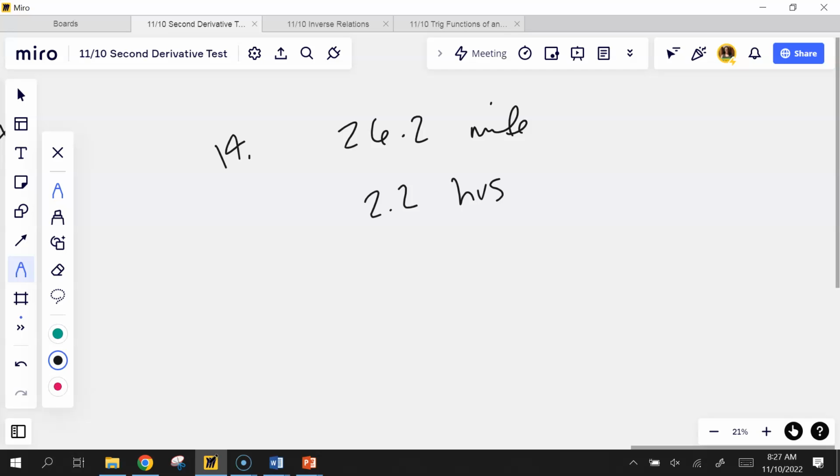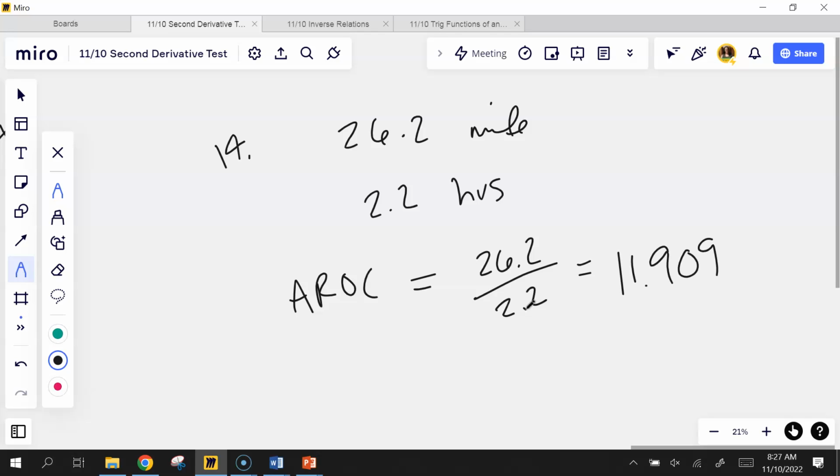So I think this is more of an explanation type problem. I don't know how they did it, but my thought would be my average rate of change here would be 26.2 divided by 2.2, which is what? Miles per hour. So my reasoning would be at some point during the race, by the mean value theorem, she had to hit 11.909 miles per hour, right? Would you agree with that?